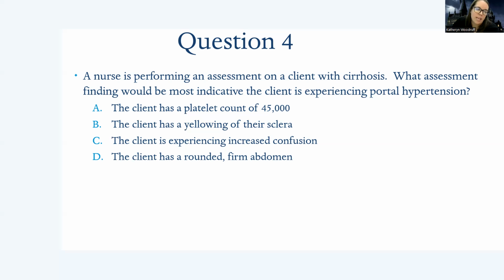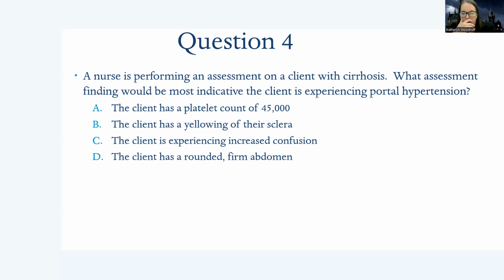The client is experiencing increased confusion. So with portal hypertension, we have to think about what happens as a result of portal hypertension. There's a variety of things that can happen, but I usually think of increased confusion as hepatic encephalopathy, like the ammonia. I don't think about portal hypertension. Let's look at the last one though, because that's the only one that I'm like, maybe.